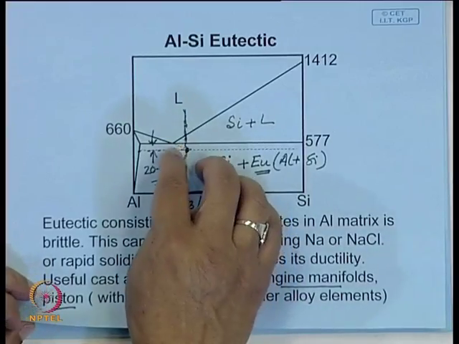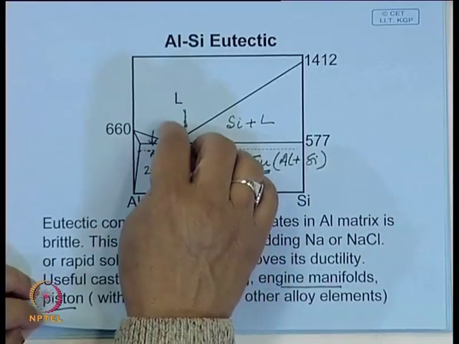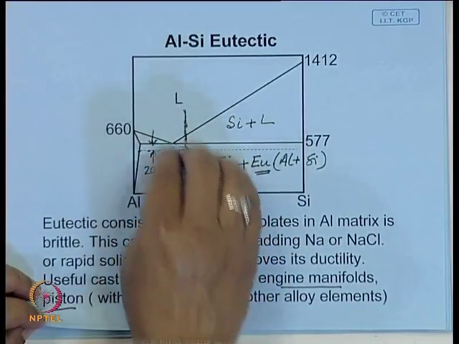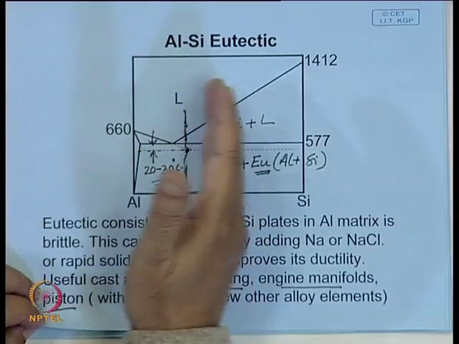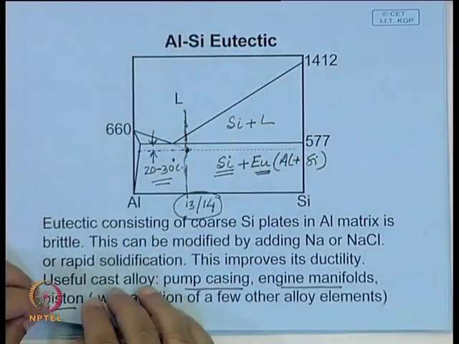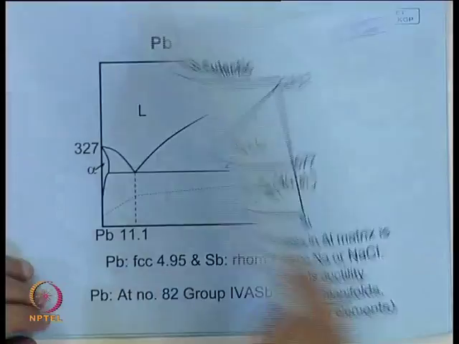The modification is also possible by relatively faster cooling. If you cool it faster, then also the eutectic will shift, and the eutectic temperature also comes down.